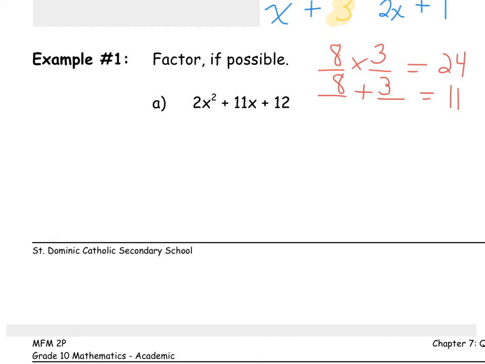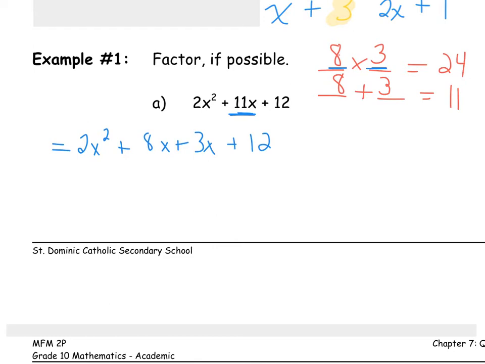So when I look at this, I'm going to take my middle term and decompose it into 8x and 3x. So let me do that. 2x squared plus 8x plus 3x. And then I still have my plus 12. Okay, so here I have the same as my middle term, just decomposed. Now the next thing I need to do is to factor by grouping.